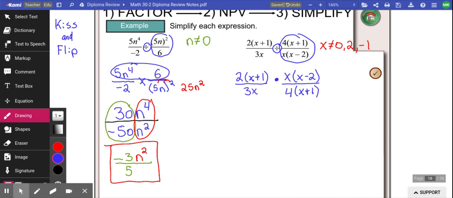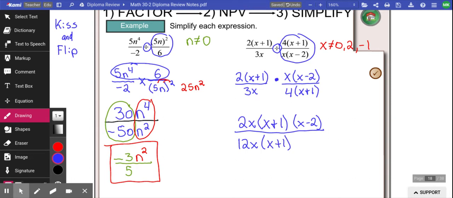Again, we try to write it as one fraction, then reduce. To write it as one fraction, the top one would become 2x(x plus 1)(x minus 2). The monomials combine to become 2x. The binomials all stayed the same. In the denominator, the monomials combine to become 12x, and the (x plus 1) would remain (x plus 1).